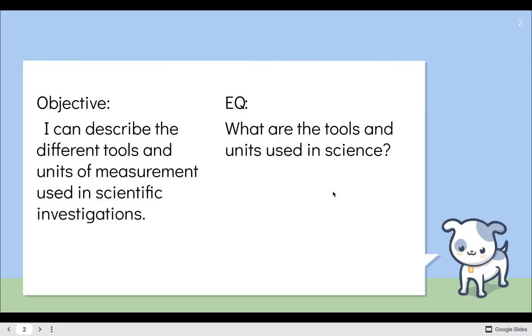Our objective is I can describe the different tools and units of measurement used in scientific investigations. And the essential question is, what are the tools and units used in science? Remember, that's the question that we want to be able to answer at the end of this.